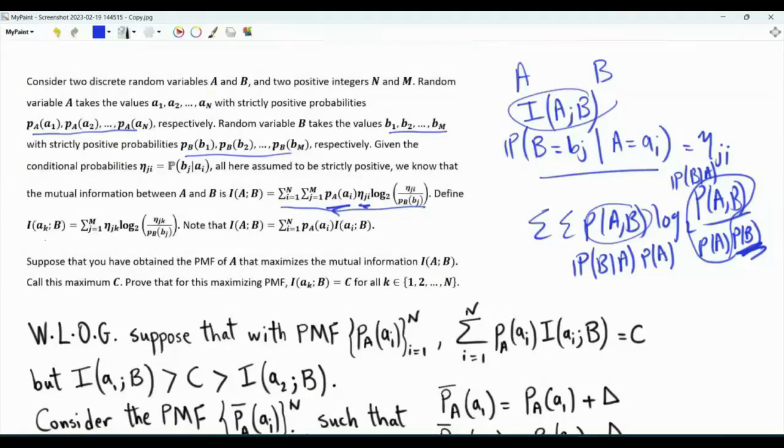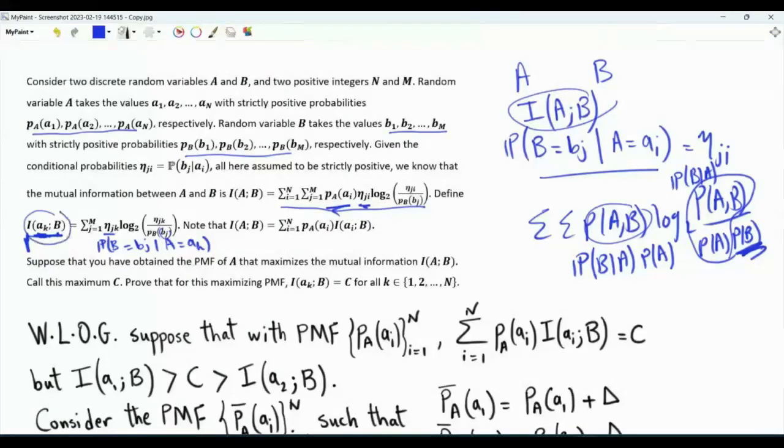Now let's define I of a sub k and B. Here, we are replacing the random variable A by one of its possible values, which is a sub k. We define this quantity as a single sum over j from 1 to M of eta jk, the probability that the random variable B is equal to Bj, given that random variable A is equal to Ak, times log 2 of the conditional probability divided by the probability that random variable B is equal to Bj.